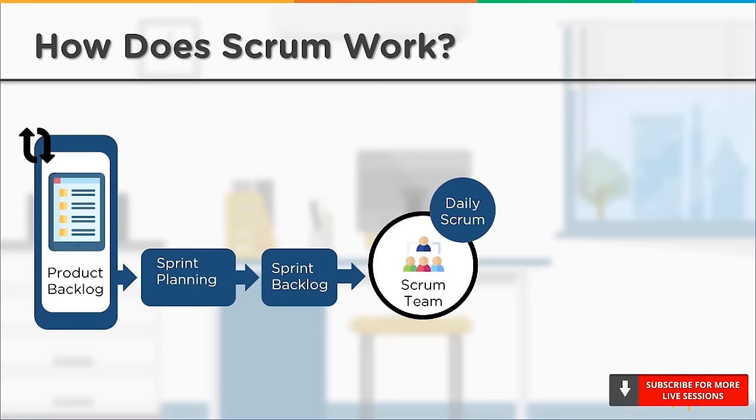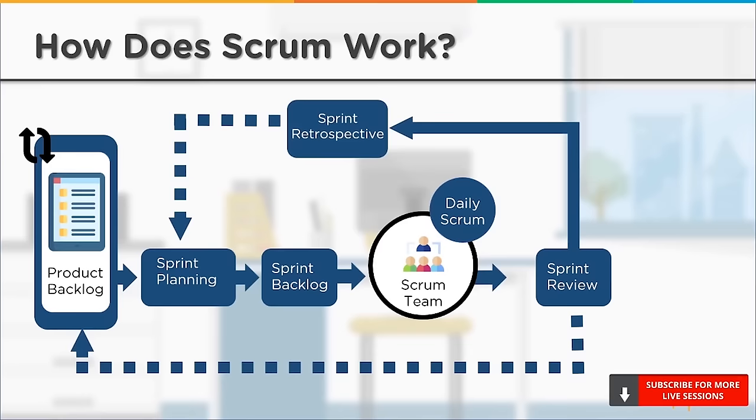Next up, sprint review. After a sprint is complete, a meeting involving the Scrum team, Scrum Master, Product Owner, and stakeholders takes place. During this meeting, the team shows off what they accomplished during the sprint. Questions are asked, observations are made, feedback and suggestions are also provided. Now, back to the product backlog.